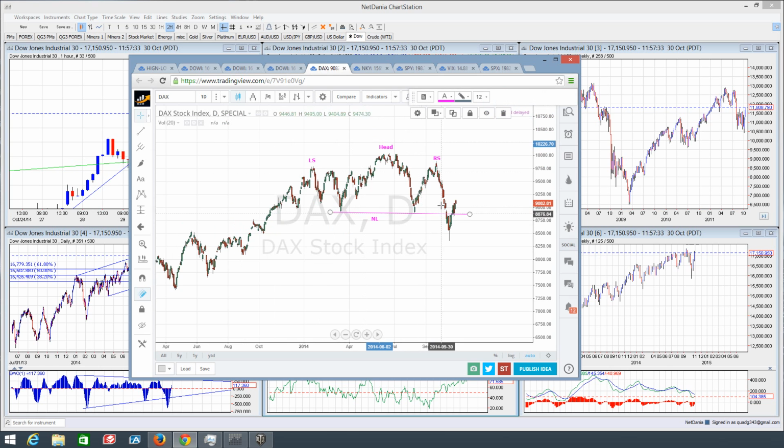It's already taken out its neckline. It's basically strumming, fiddling with that neckline right at this moment. But it is in place. So we have the left shoulder, the head, and the right shoulder in place. Neckline is broken. So as long as we remain below the right shoulder, I suspect the next time we break into a lower low under this swing low right here, it can be a capitulative sell-off to the downside.